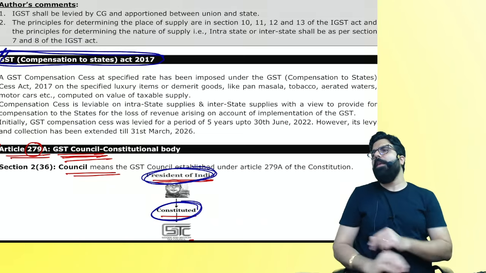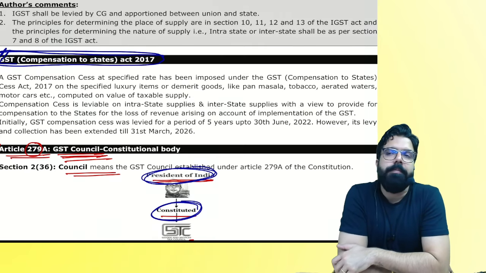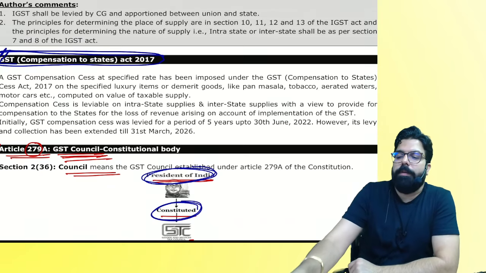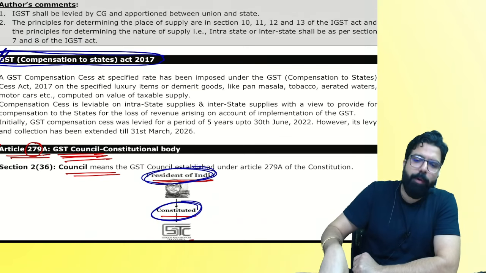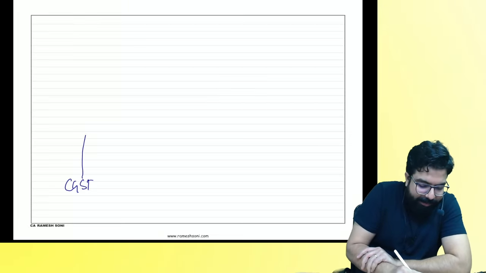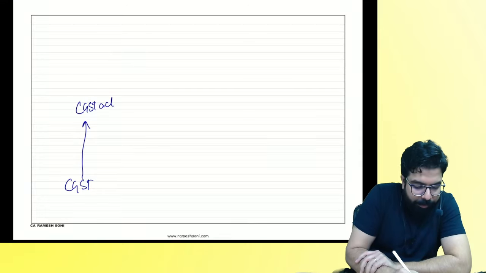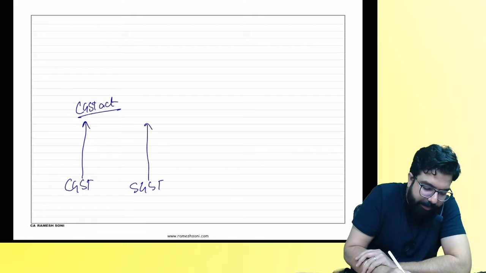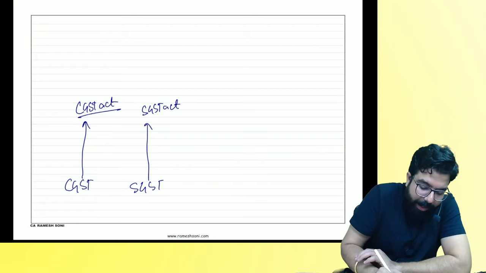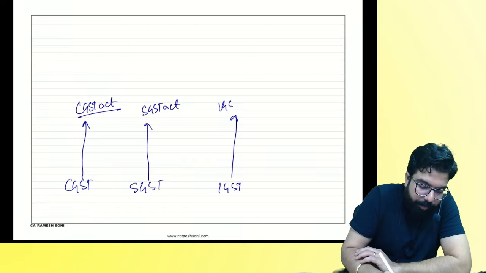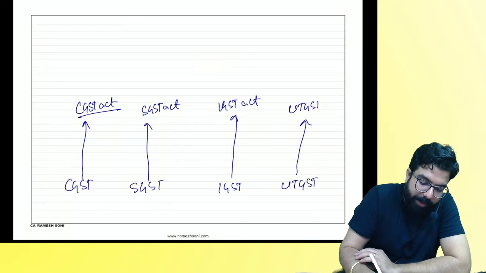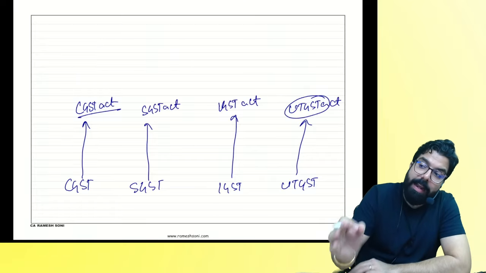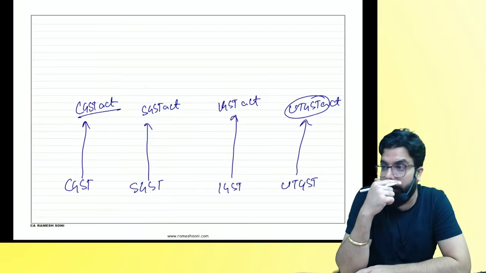People, listen. You just have to know a little about this. Okay. Tell me one thing. To collect CGST, which act is there? To collect SGST, which act is there? To collect IGST, which act is there? To collect UTGST, which act is there? Do you agree with me? To collect any amount as tax, there has to be an act. Do you agree with me?